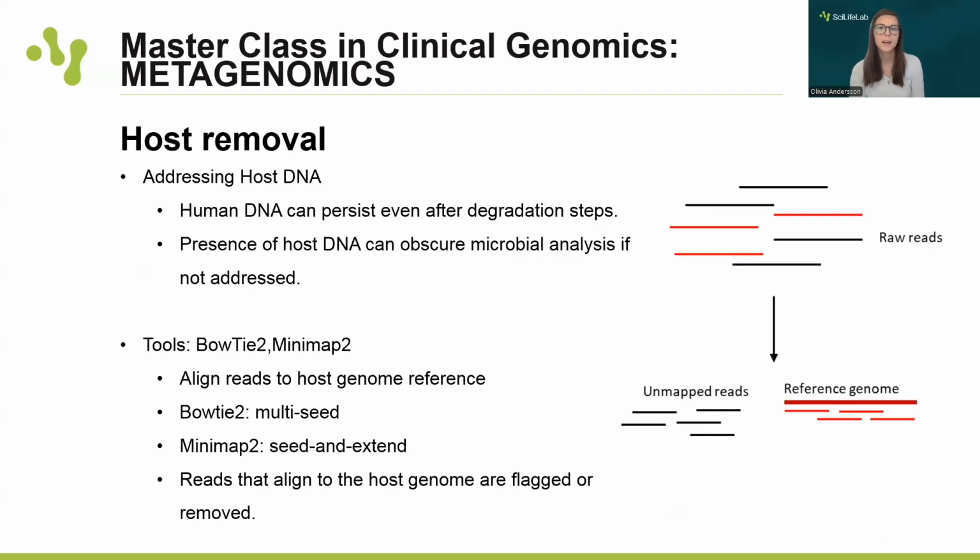And once the data has undergone quality checks and low-quality bases or primer sequences have been removed, the presence of host DNA can be addressed. As Paula mentioned in the previous segment, human DNA can still be present in the sequence reads, although human degradation steps have been performed. And addressing host DNA is particularly crucial in metagenomics when shotgun sequencing is used, as the host genome often is more abundant than the microbial DNA, which can obscure the analysis later on.